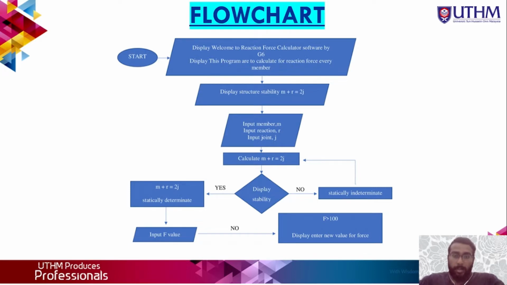If the stability is yes, it is shown as statically determinate, where m plus r equals 2j. If no, it will show as statically indeterminate, where m plus r is not equal to 2j. If statically indeterminate, the process moves back to the earlier part, which is to calculate m plus r equals 2j. If the display shows statically determinate, the next part is to input the force value.